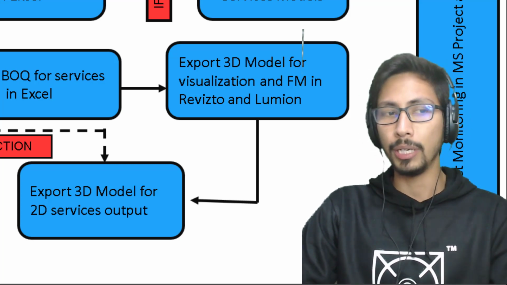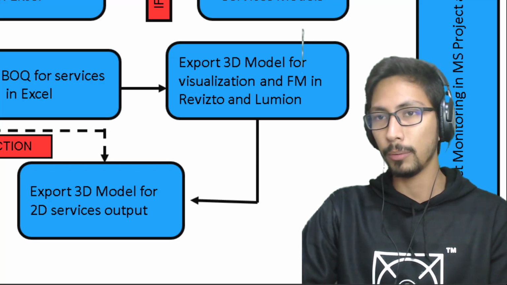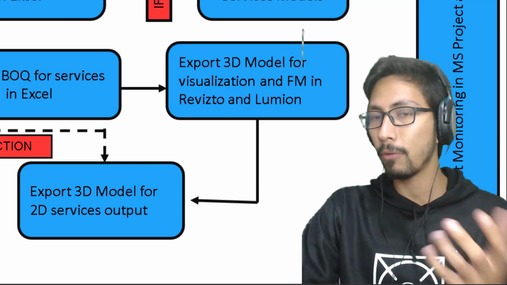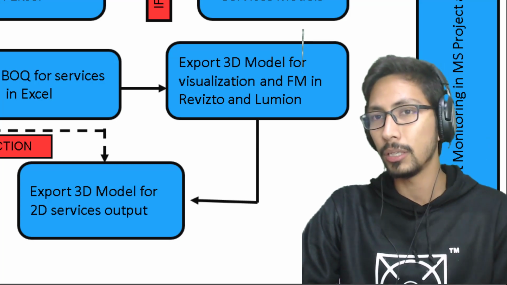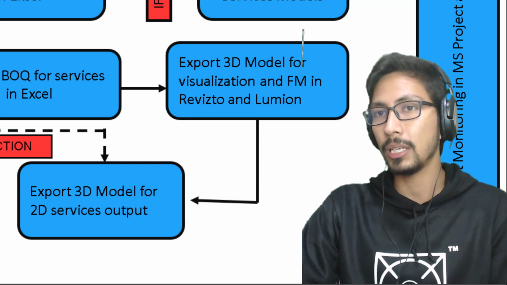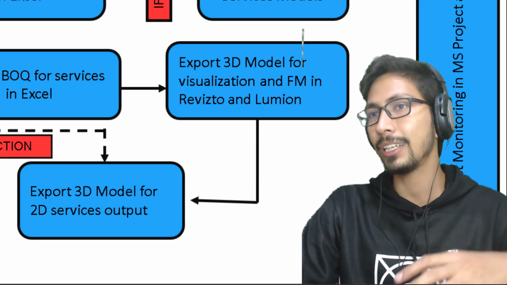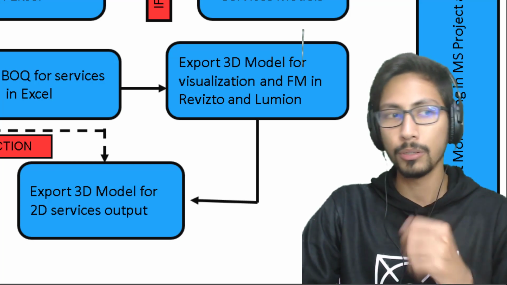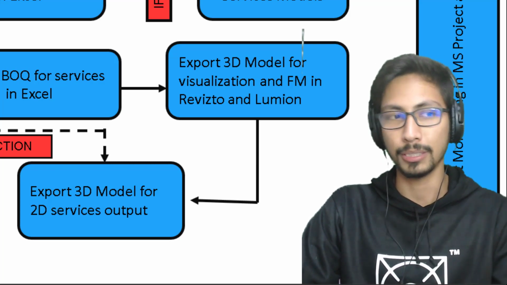Then we export this 3D model for 2D services output. Basically, the data we have received in the form of soft copy was 2D data. There may be a chance where we receive a 3D model as well. In some cases, we used to receive a Revit file where we have to extract the 2D services, right? So different companies have different workflows of carrying out the services.